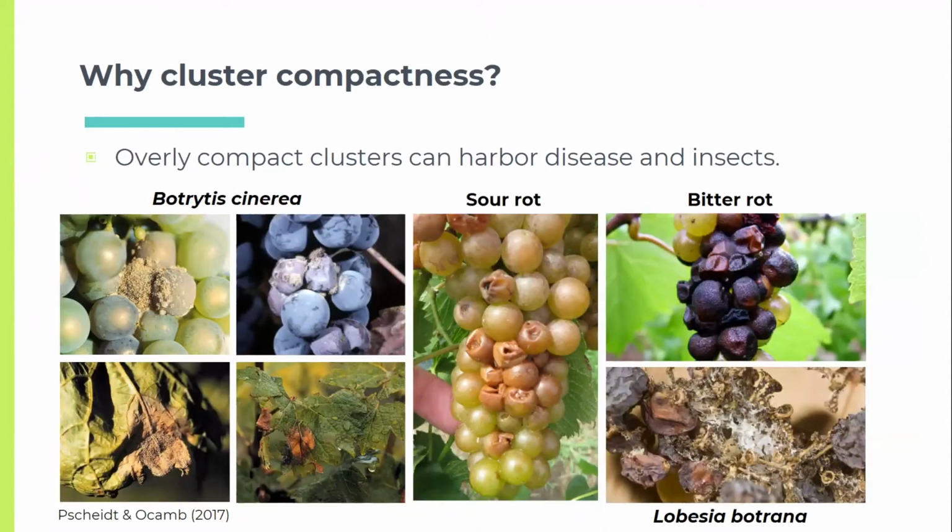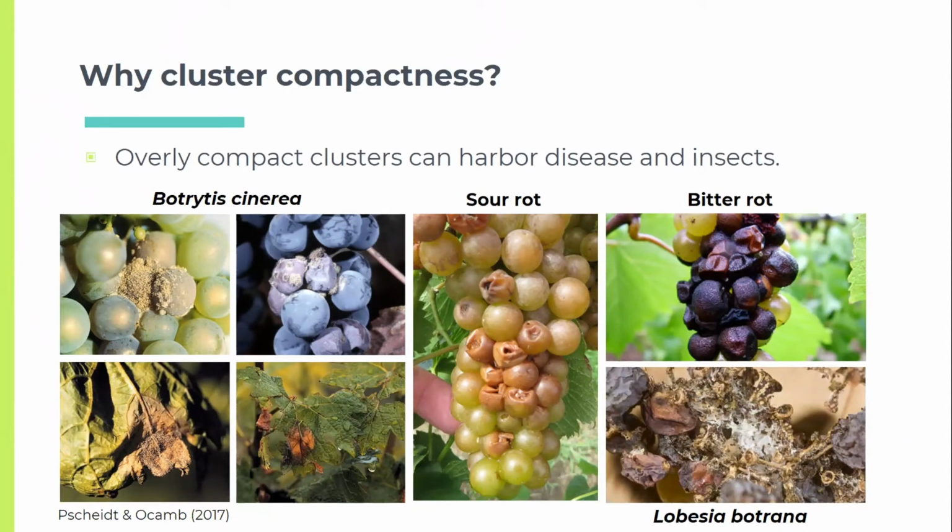And why we're interested in cluster compactness: there have been quite a few studies that show a really strong connection between disease incidence and pest infestation and cluster compactness. Especially botrytis is one that gets mentioned a lot. If you have berries that are too close together, deformation can occur, microcracking, and also some changing of the cuticular wax on the berries that leads to easier infection of the berries with this fungus.